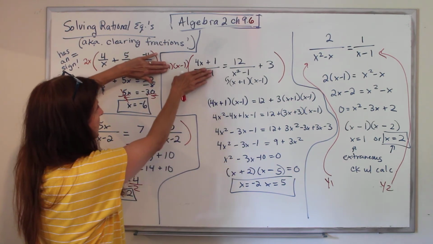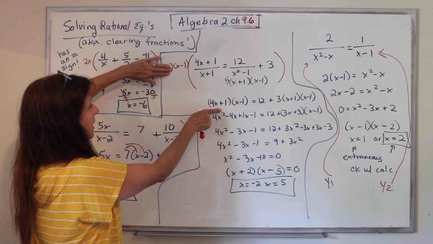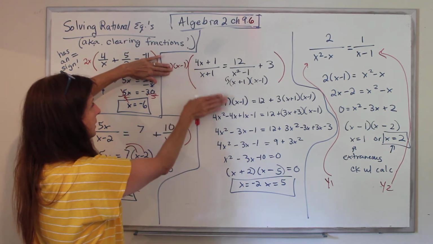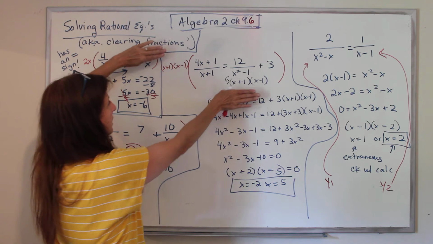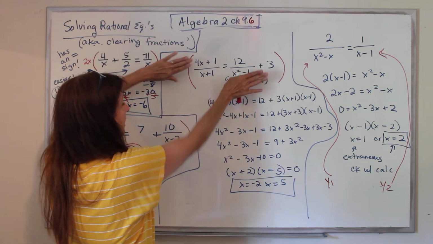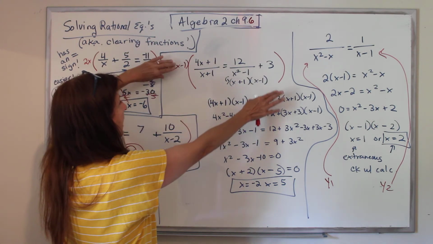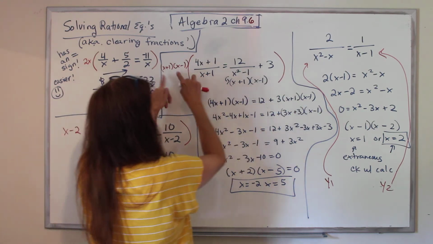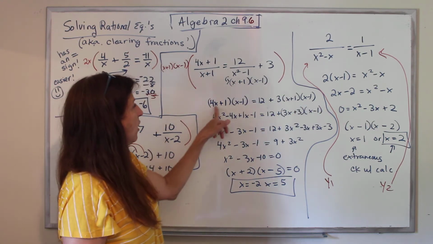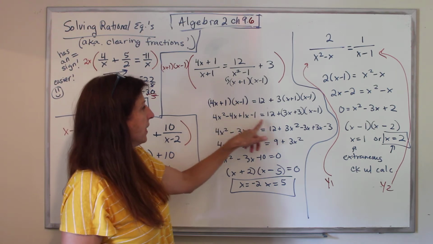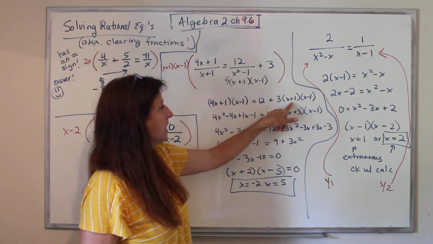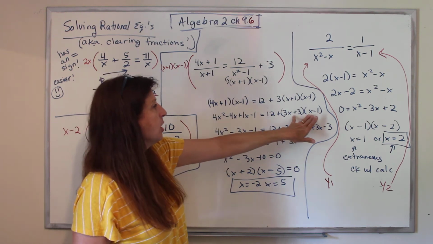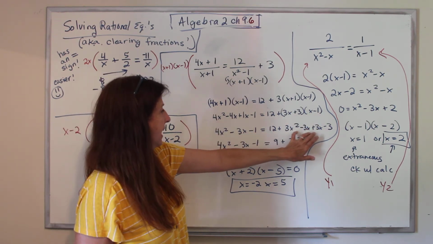So the x plus 1's cancel out, and we're left here with 4 times x plus 1 times x minus 1. Okay, this one, everything cancels out, so we're left with 12. And this one, nothing cancels out, so it's 3 times all of that. Now I multiplied those two together, and I multiplied 3 times the x minus 1, brought down everything else I didn't mess with. Then I multiplied these two together and got that.